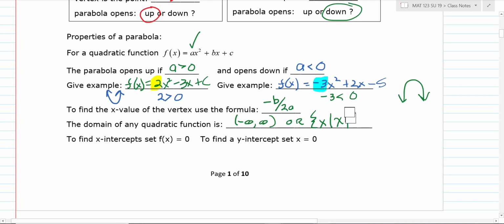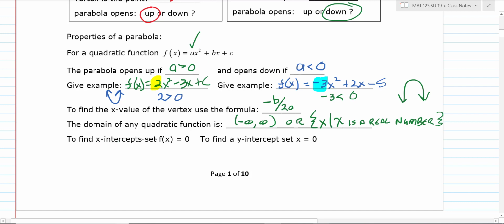Not like that. So you can say set of x, and you can just say x is a real number. Okay, so it can be written either way. The domain's always everything, because you can take any number and square it. There's no number you can think of that you can't square. There's no number you can't multiply by another number, so everything works.